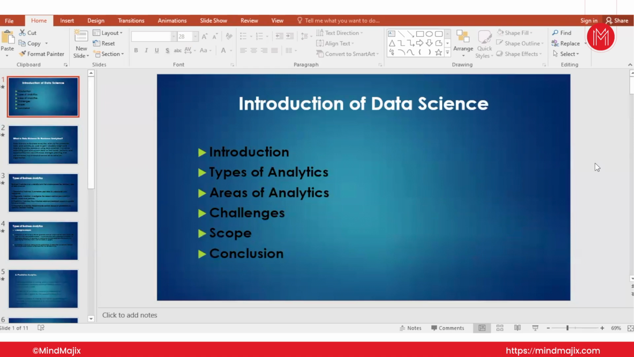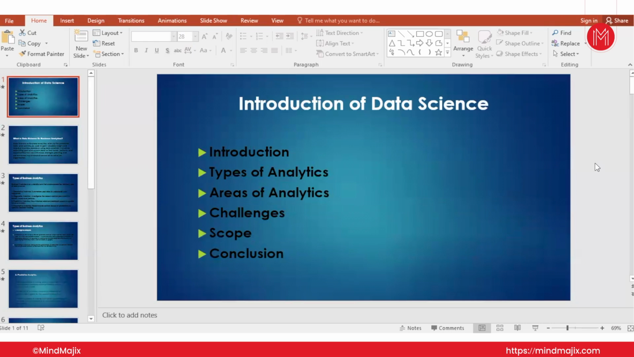After that, we'll discuss the demo part, like what are the topics we will cover in this demo session. So let's start with the data science introduction. In that session, we are going to start after the briefing about the mind magic. We'll start today's session.